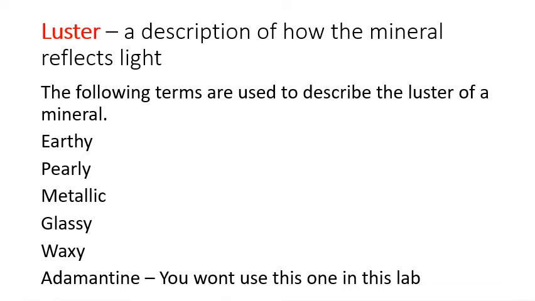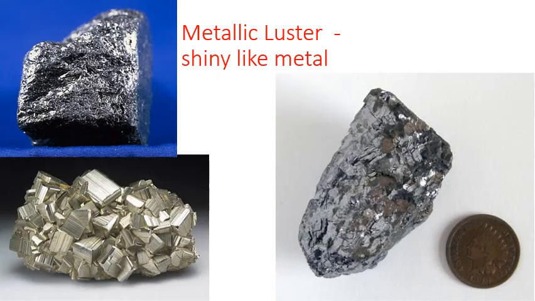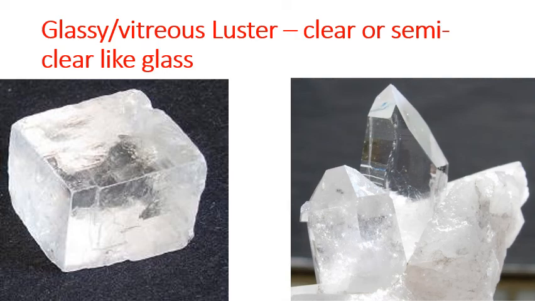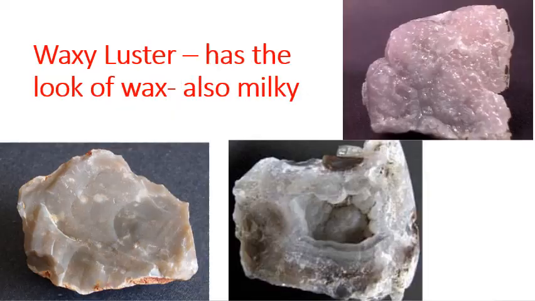Luster. We're going to use these words we had in the presentation that you put in your PowerPoint to describe what the mineral looks like under light. Metallic, if it looks shiny like metal. Glassy or vitreous means that it's clear or semi-clear like glass. It doesn't have to be totally clear, because just like a stained glass window, it doesn't have to be totally clear in order to be glass. Waxy. You know what wax looks like. It's not very shiny, but you can tell the consistency of a wax candle. You know what it looks like under the light.